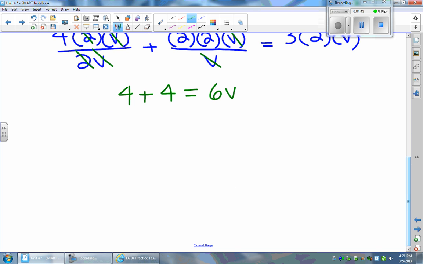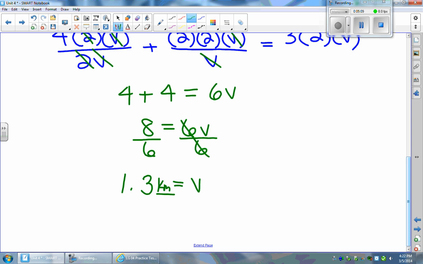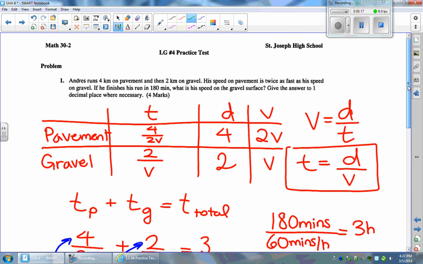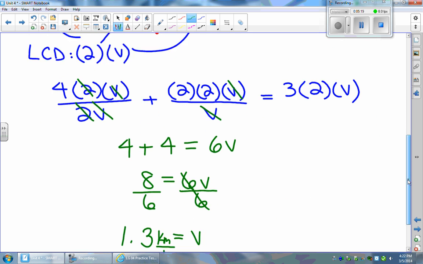I can combine my like terms. 8 is equal to 6v. Then I'm going to divide both sides by 6 so I can isolate my v. And I'm going to be left with a v of 8 over 6. And if I put this into my calculator, I'm going to get 1.3 kilometers per hour, rounded to the nearest tenth. So that means that the speed that Andreas runs on gravel is going to be 1.3 kilometers per hour.